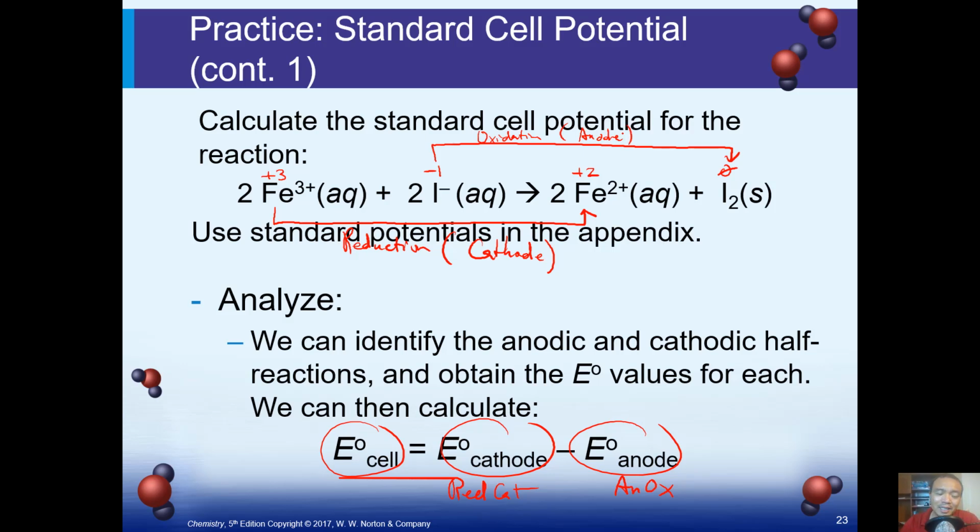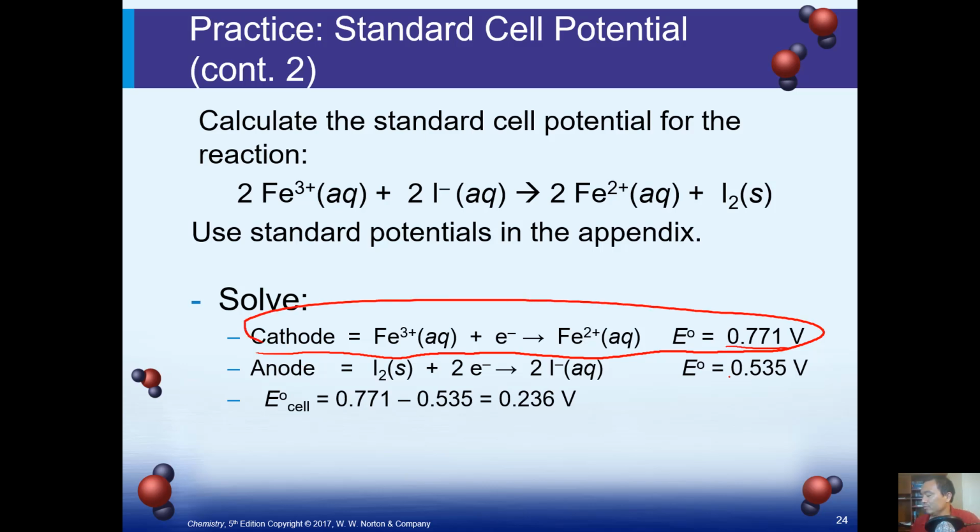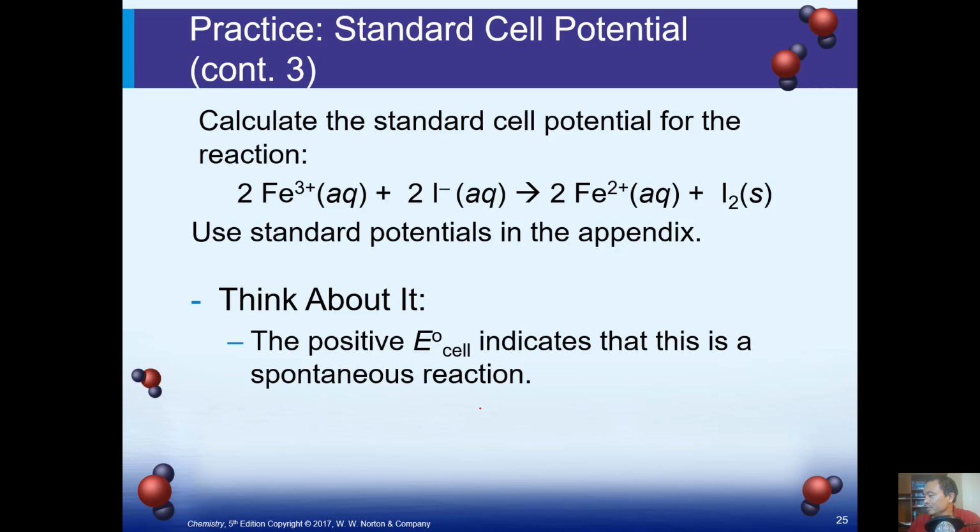So after we correctly identify the cathode and anode, we can look up the cell potentials in the reduction potential table and put them in this equation. Then we can do the calculation for the cell potential. So we find in the reduction potential table that the E for the cathode is 0.771 volts, and that for the anode is 0.535 volts. So E cathode minus E anode gives us the cell potential, which is 0.236 volts. Because this is a positive number, that means this reaction is actually a spontaneous reaction. If E cell is negative, the reaction will be non-spontaneous.